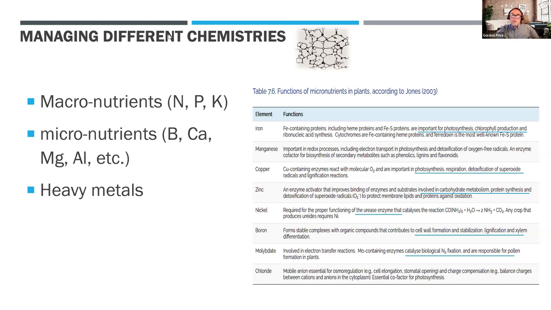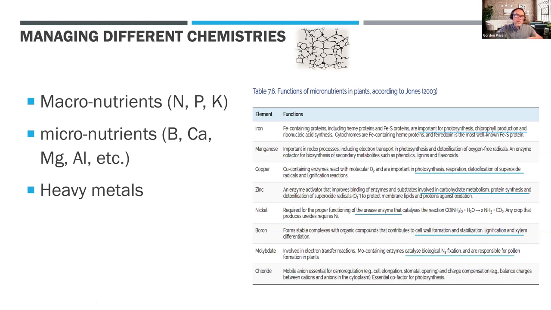And then the table on the right hand side of your screen, the 7.6, just illustrates again the reason why those micronutrients are important. Iron being important for photosynthesis and chlorophyll production, manganese being important in the electron transport and photosynthesis and detoxification of oxygen-free radicals. Zinc being involved in carbohydrate metabolism, protein synthesis, and detoxification, and molybdate being involved in enzymes that catalyze biological nitrogen fixation and responsible for pollen formation in plants.